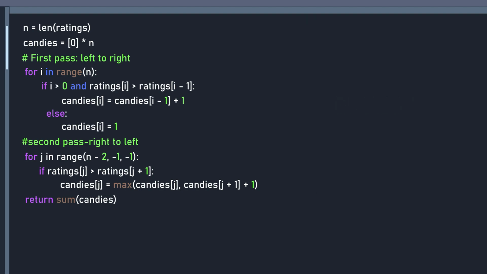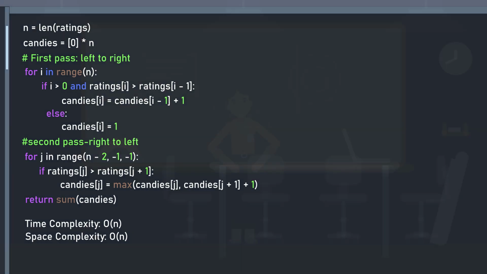Since the algorithm makes 2 passes of size n, the time complexity is O of n, while the space complexity is O of n, since an array of size n is needed to store the counts.